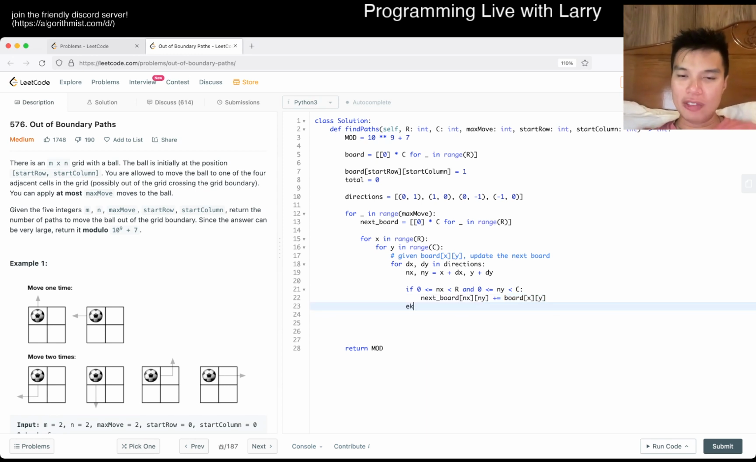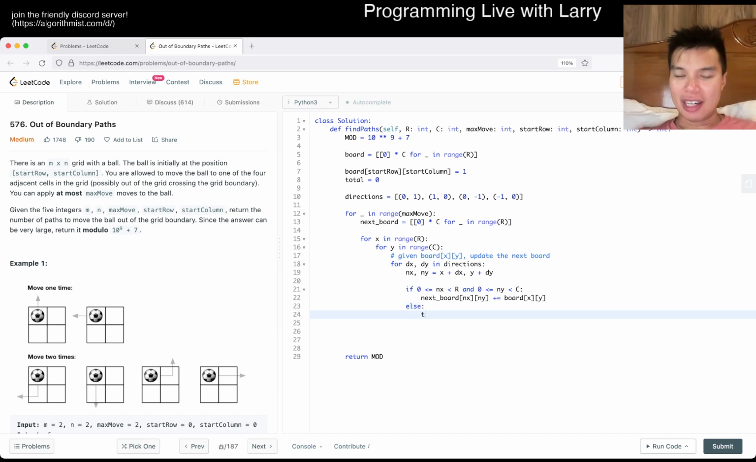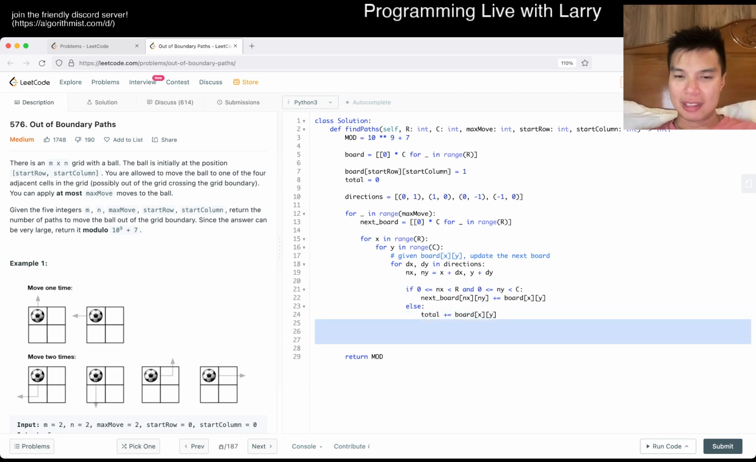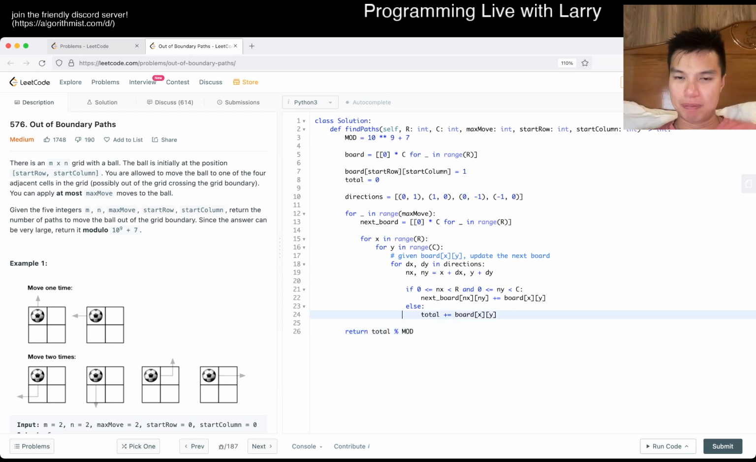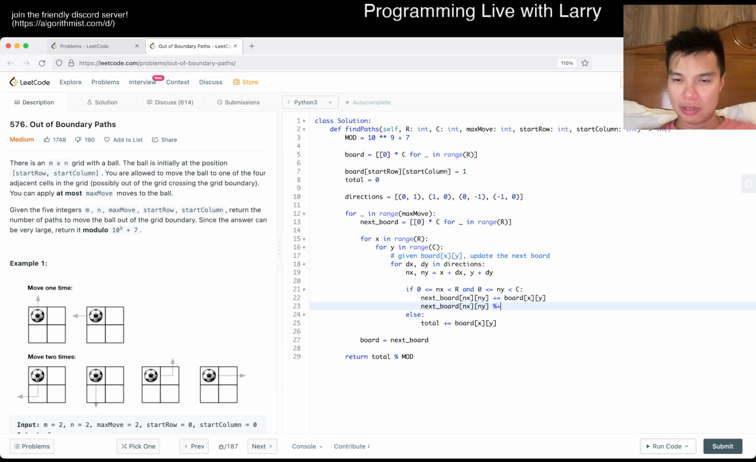Okay. And then else, what's else? We have to also do mod, I know, hang on. Else, we increment it by this amount, because now you ended this by going out of bounds. And then at the very end, one thing that I forgot is that at the end, you set board equal to the next board, and it will repeat itself max move times. Of course, we need to think about mod, so let's do that here.